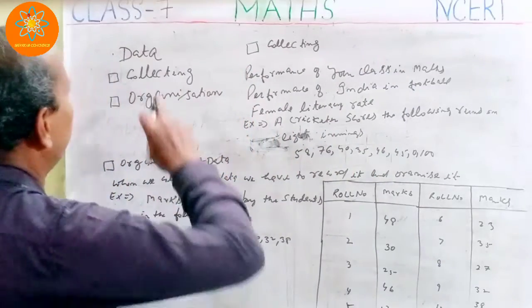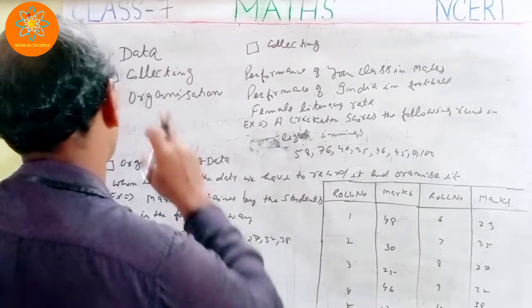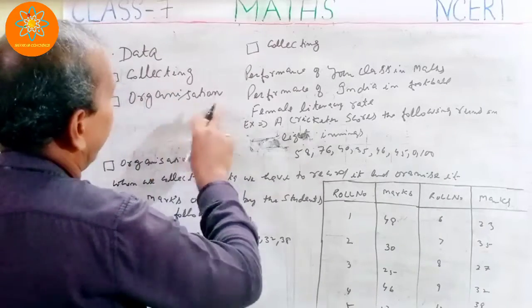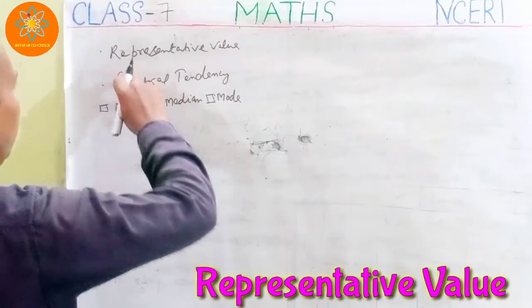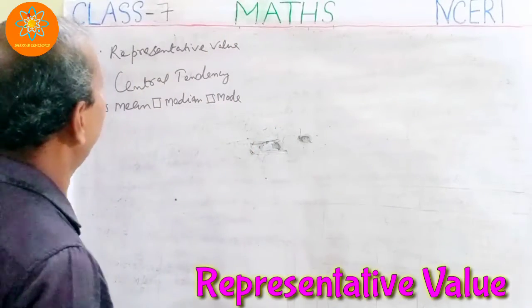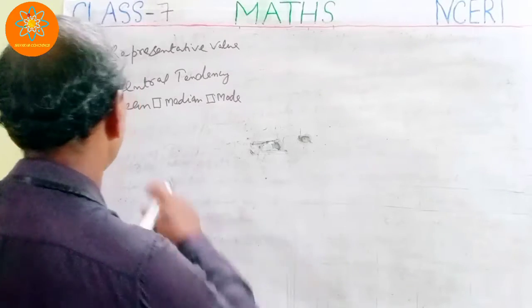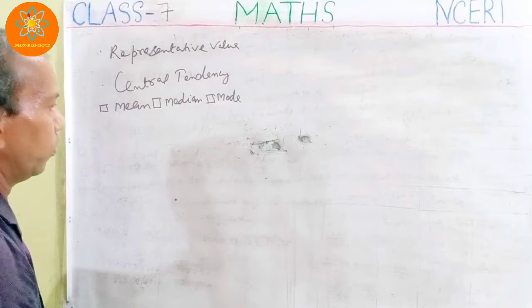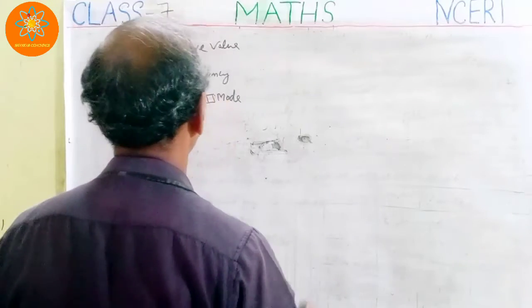So, for data, first of all we have to collect the data. After collection of data, we have to organize it. Now we discuss the representative value and the central tendency. In the central tendency, we will discuss mean, median and mode. First of all, I will discuss the representative value.